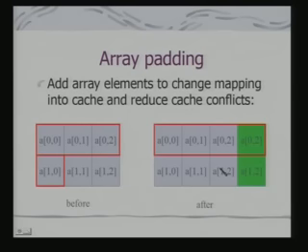Otherwise, what would have happened? I would have got the data over here, and then there would be a conflict and I need to come here and do the job. So, for each row I would have required more accesses, which would lead to more cache conflicts. Now, since I am padding an array element, I am reducing the cache conflicts corresponding to the array access. So, add array elements to change the mapping into cache and reduce the cache conflicts.